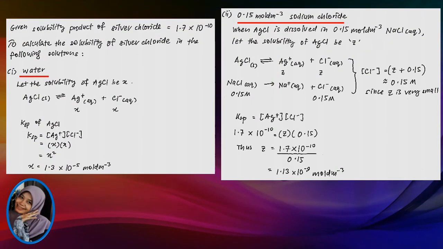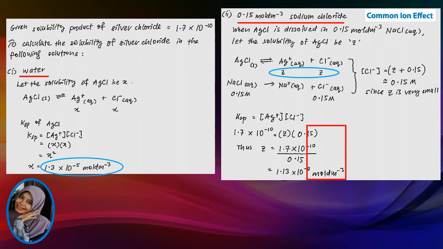Okay, here is a simple calculation to show how the common ion effect works. Initially, when silver chloride dissolves in water, the concentration of silver ion is 1.3 times 10 to the negative 5 molar. When we add in sodium chloride solution, the sum gets different. Let the solubility of silver chloride be Z. This time, the concentration of the chloride ion is governed by the concentration of the sodium chloride solution. The number of chloride ions coming from the silver chloride is going to be tiny compared with the 0.5 molar coming from the sodium chloride solution.